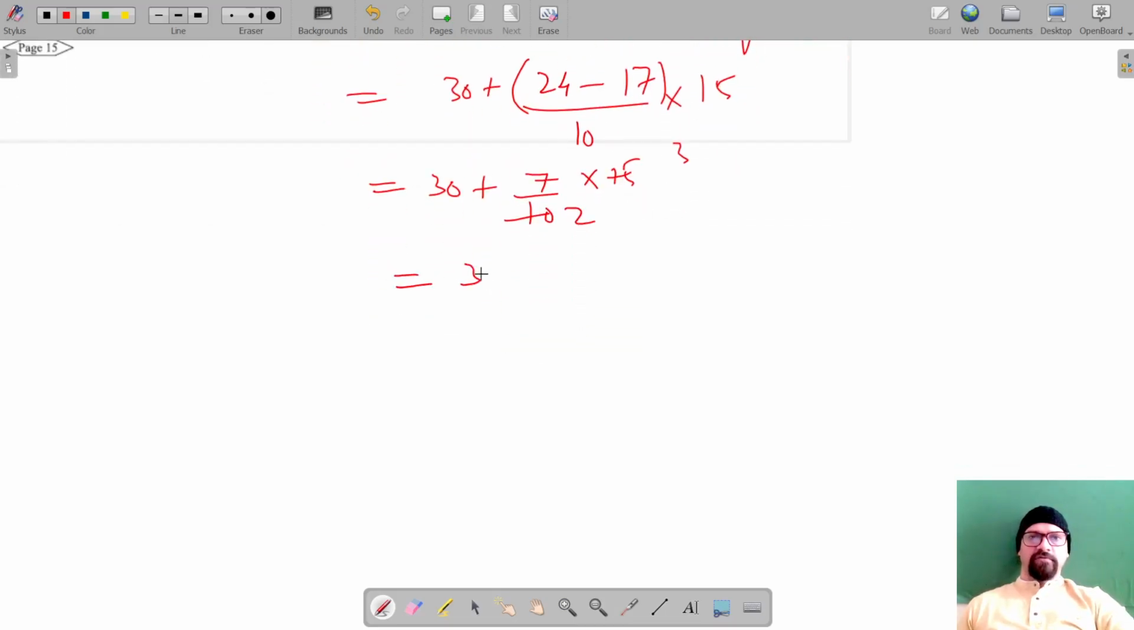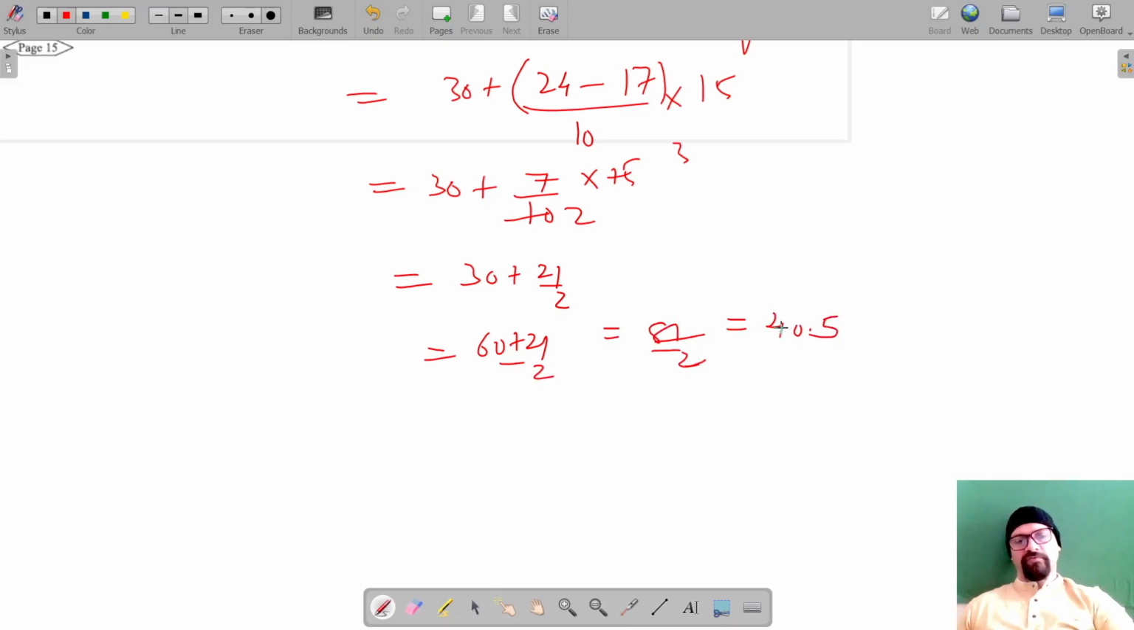And this is equal to 30 plus 21 by 2, which is 60 plus 21 by 2, which is 81 by 2. And this is equal to 40.5. So 40.5 is the median.